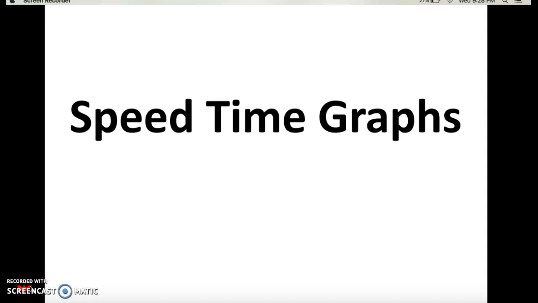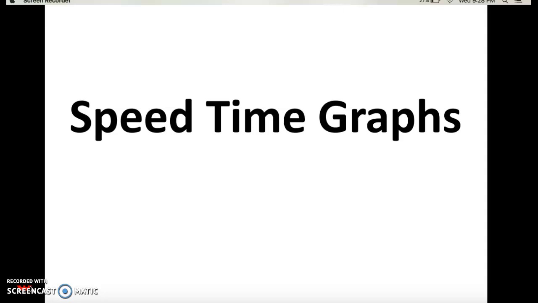Alright, so this past week we've been talking about motion graphs. More specifically, we've been talking about a distance time graph. And so we learned how to read and interpret graphs that show distance over time. And now we're going to move on to a second type of graph, and that's known as a speed time graph.